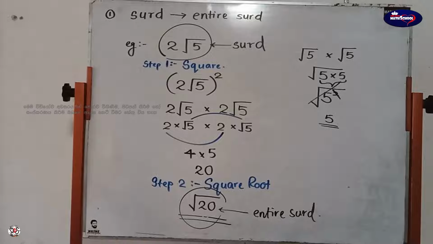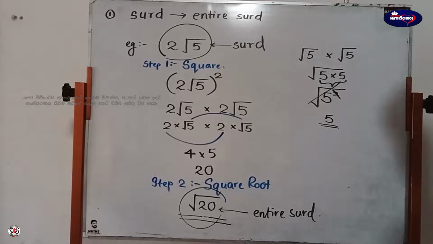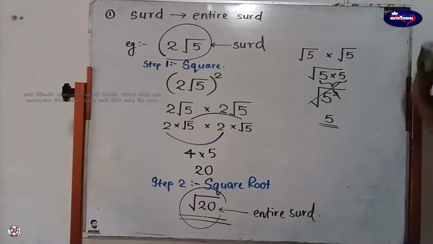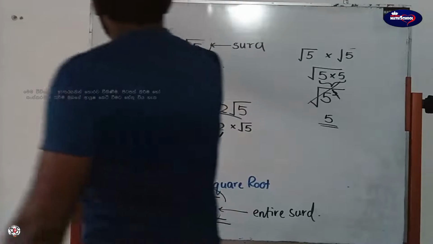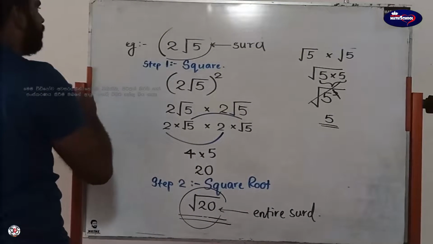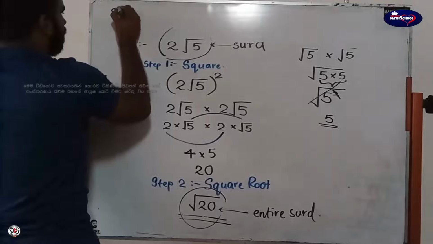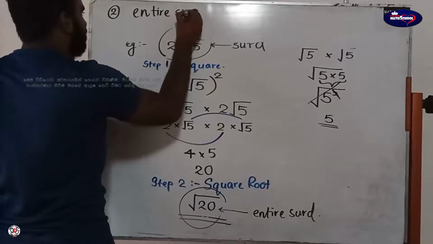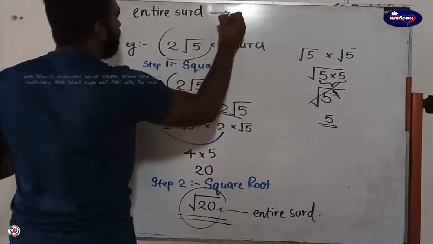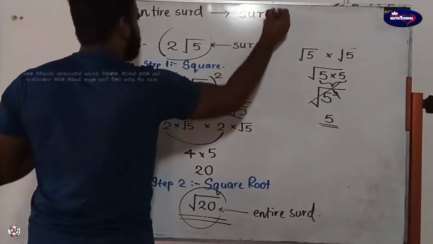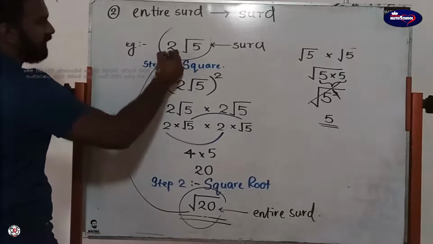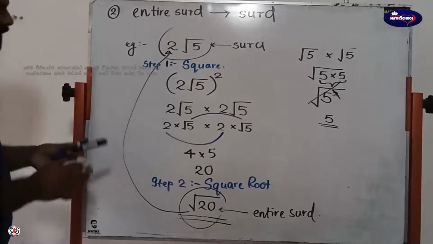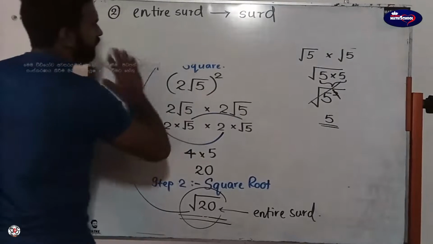Right, okay. Alright. So now the opposite of this. That means the entire surd to surd. Now they will give you the entire surd. Entire surd will be given. You should convert this into a surd. Opposite. That means if they have given like this, we should come this way. Right. We'll see.